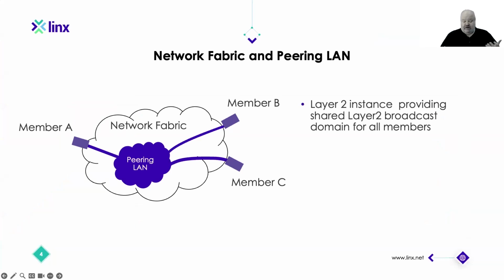So first, in general, like any internet exchange out there, the main service that we provide across our network fabrics is of course the peering LAN. That hasn't changed in many years. It is just a layer 2 instance, a layer 2 broadcast domain where every member that is connected to that peering LAN is connected into that same broadcast domain and can exchange traffic with any other member on that same peering LAN.